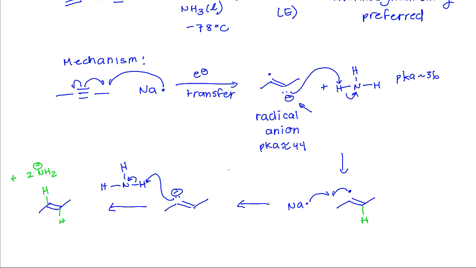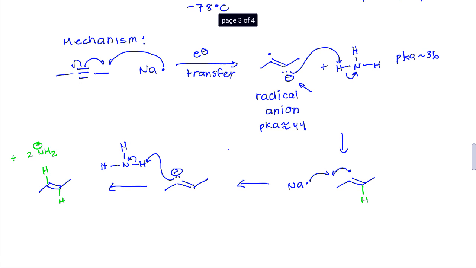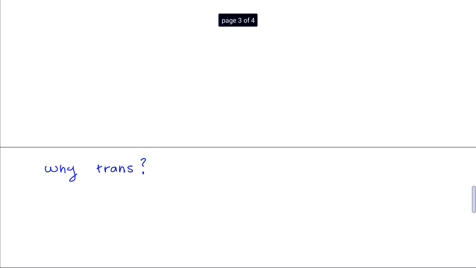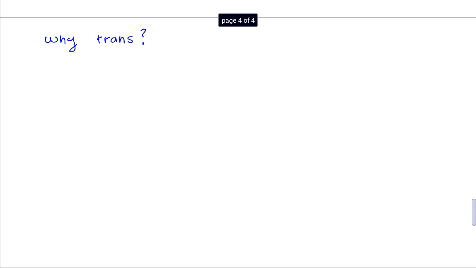The next thing we need to figure out is, okay, we formed a trans double bond with high selectivity. Why is trans more thermodynamically stable? And usually when we're asking this, we want to draw some orbitals. So why are we forming the trans double bond? Why don't we compare the cis and the trans and see which one looks more favorable? When we're forming that radical anion, we have something that looks like this.